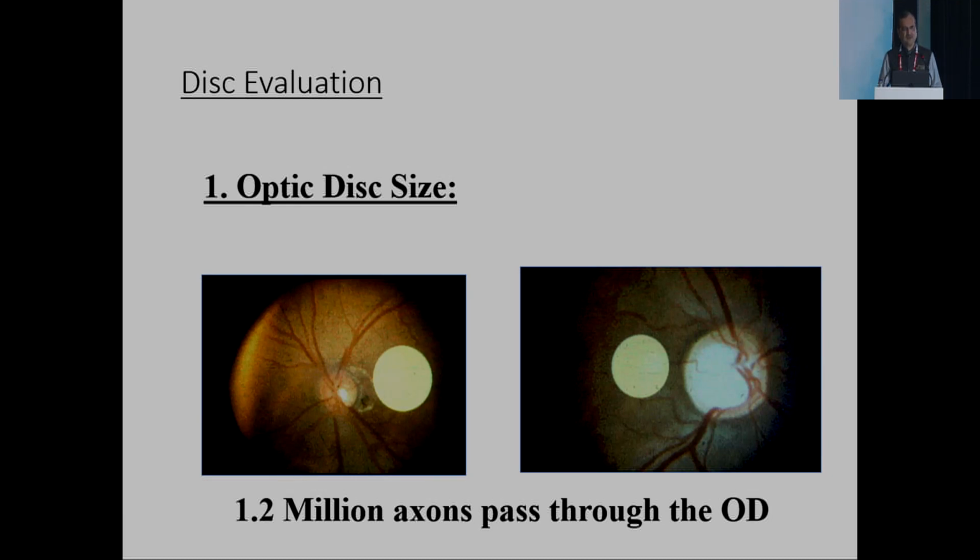If you see here on the left, you see a small disc with the Welch Allyn spotlight, it is smaller. The spotlight is about 1.5 millimeters in diameter. Whereas on the right, the disc is long, it is a large disc compared to the spot size of the direct ophthalmoscope.